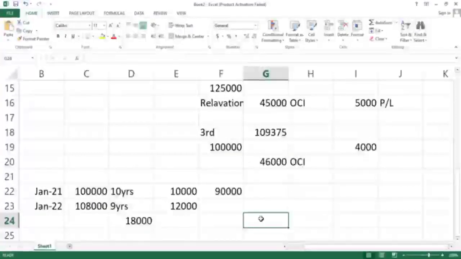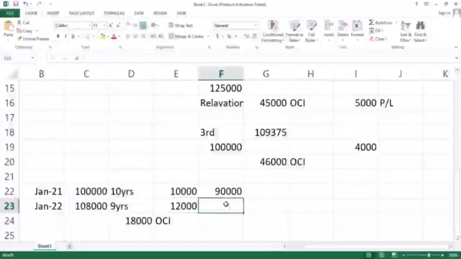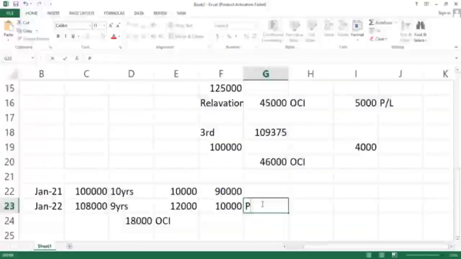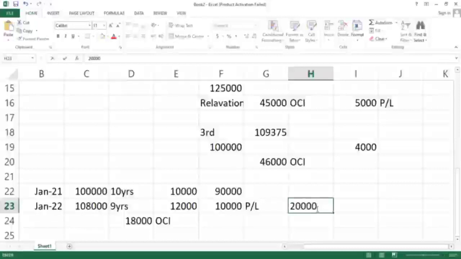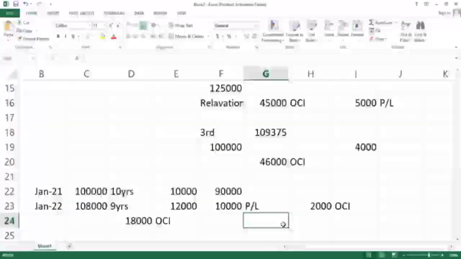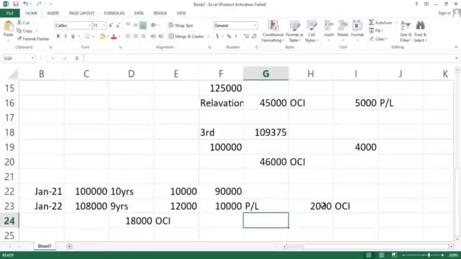As a result of what? Revaluation. Where do we send the revaluation surplus to? Other comprehensive income, isn't it? Under normal circumstances, of this 12,000, 10,000 should have been sent to P&L, and 2,000 will go to where? Other comprehensive income, because the 2,000 relates to the revaluation surplus, and the revaluation surplus doesn't go to the P&L account.